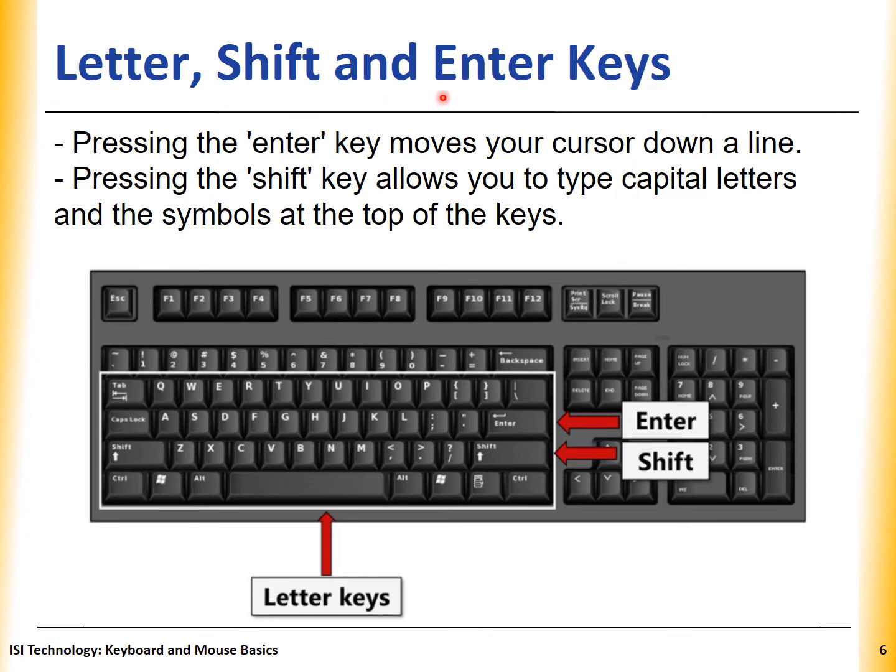Letter, shift, and enter keys. Pressing the enter key moves your cursor down a line. So when you press this button over here, which is called enter, it will go to a new line. Pressing the shift key allows you to type capital letters and the symbol at the top of the key. For example, these are the letter keys. If I hold with my left hand the shift key and press on Z, it will type the capital Z on your screen. Or if I hold shift and press number 4, it will not type 4. It will type the dollar sign on the top of 4.